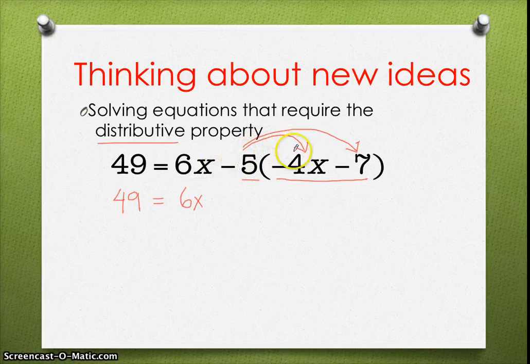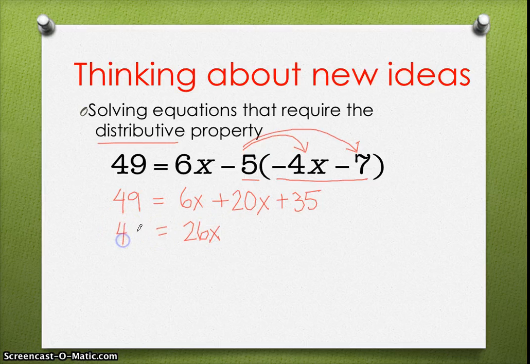So negative 5 times negative 4x gives me a positive 20x. Negative 5 and negative 7 is going to give me a positive 35. Now once we get to this step, it looks like we now just have to combine like terms. So we did the distributive property, now we combine like terms. 6x plus 20x is going to give us 26x. And then the constants that haven't been touched are now going to just be rewritten.